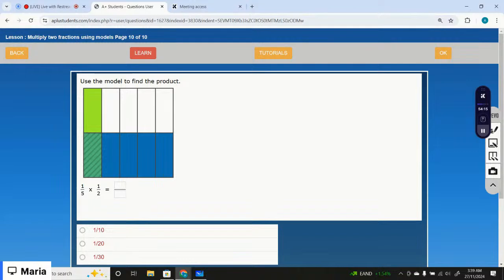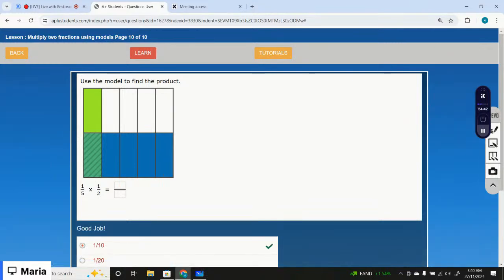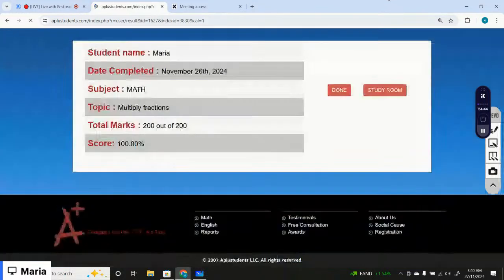1 by 5 times 1 by 2, which is the correct option? That is 1 over 10. Option number 1 is the correct option. Okay, we are done for the lesson and also we are done for today.